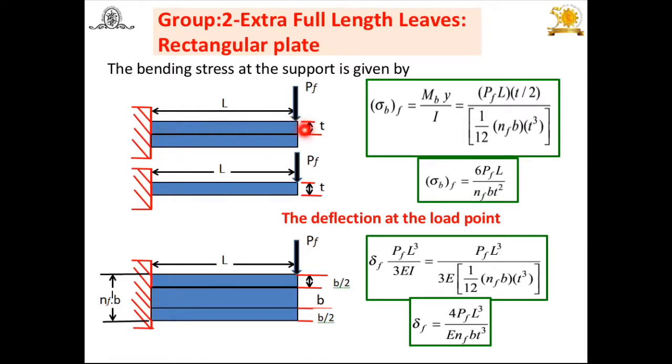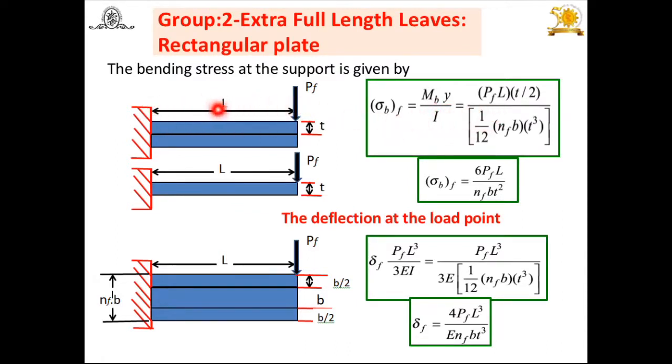Now look at this. Here 2 extra full length leaves are shown, below the master leaf, having length L. The load taken by the extra full length leaves is P_F, and the thickness is t, which is shown. If you observe from this side, you will get the thickness t, again with P_F. Again find the bending stress at the support. How to find it? M_b by I, the usual equation.